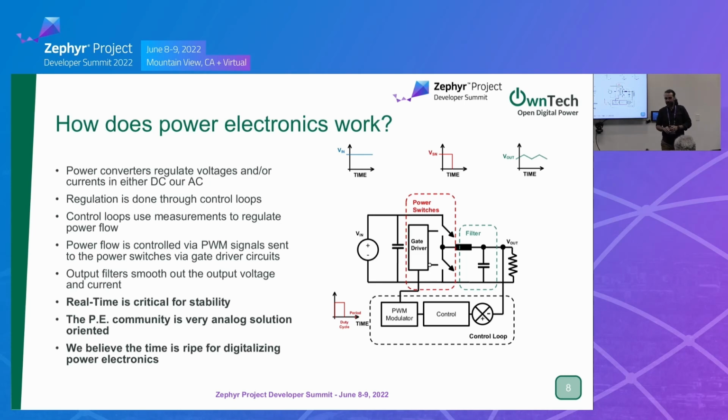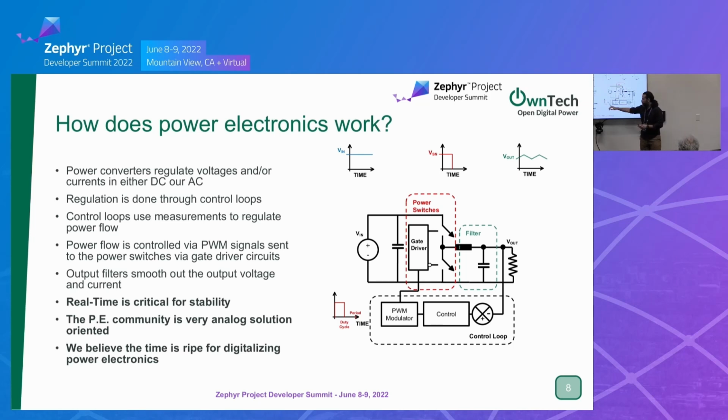How does it work? I've tried to run through this without being too much electrical engineering, but the thing is, power converters regulate voltage or current in an output, right? To do that, they use a control loop. And the control loop measures something, goes through the control loop, and gets something out, in and out. The power flow that is being dealt with here is controlled via PWM signals. PWM signals are square wave signals with a certain width that can move over time. Fixed frequency, just the width of the wave is moving.